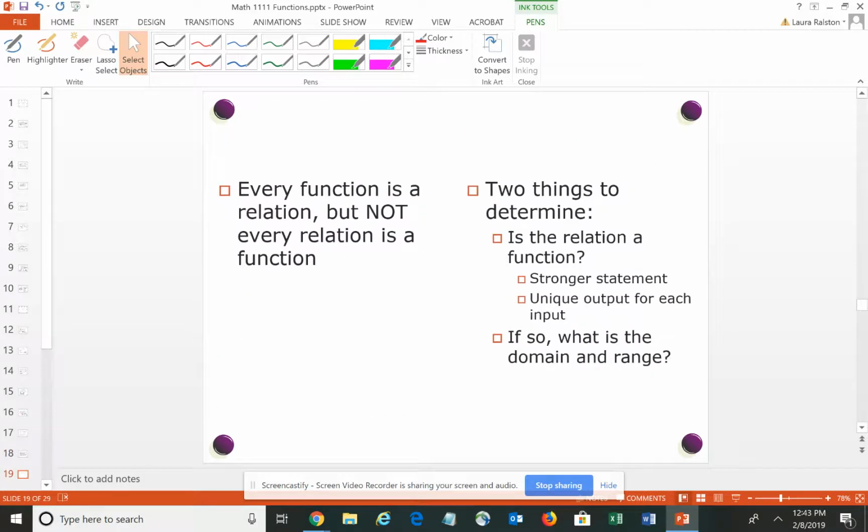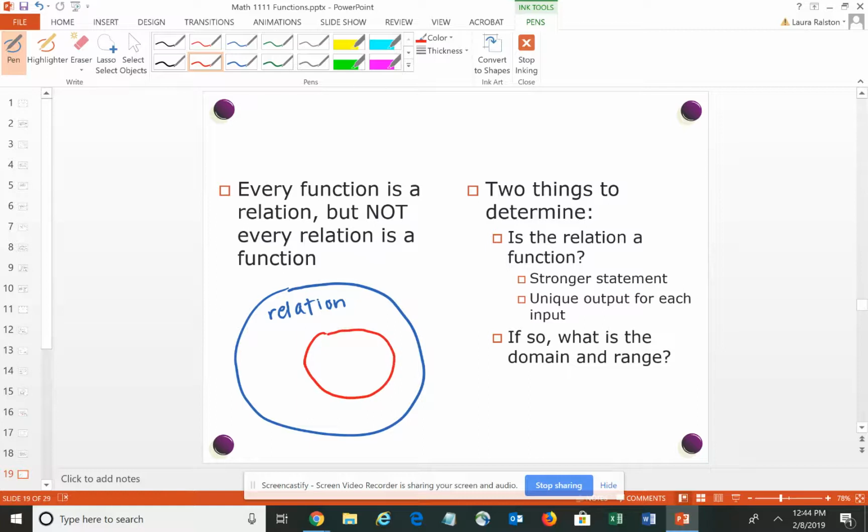Okay, so a couple of things we know. We know that every function is a relation, but not every relation is a function. You want to see that in a visual, think about it this way. If you picture a big circle as a relation, and a relation simply means two things are related somehow, within the relation, there's a smaller subset of items that we call functions. And the functions have that special characteristic that for every valid input, there is exactly one output.